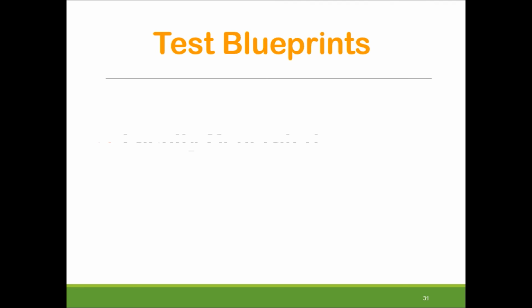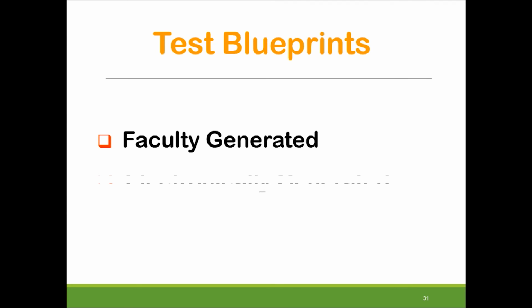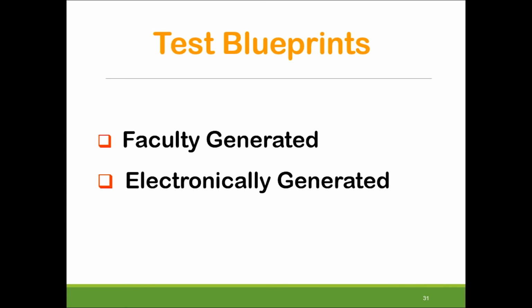So a good example of that, you've got options with creating blueprints. Faculty can create a blueprint, but manually it's going to be obviously more simplistic simply because of the manual effort and time required to put it together. More simplistic than an electronically generated test blueprint. So my preference is always to use an electronically generated blueprint whenever possible.